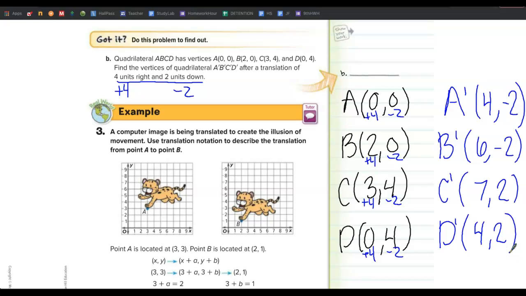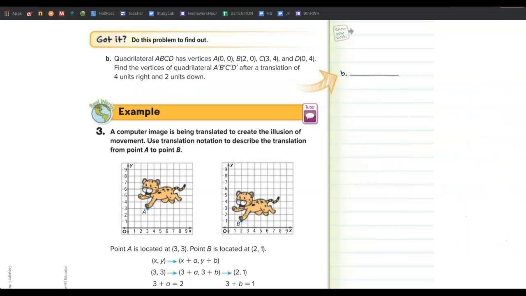Any questions about that? That note card can also help you with, like, if you forget right and left, up and down, that's what that note card's for. Okay. All right, flip the page. Got it.